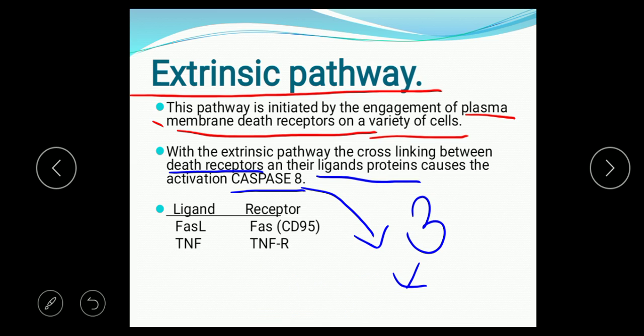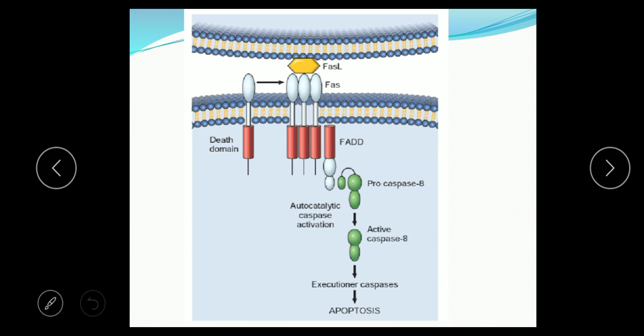Now guys, these are the ligands and they are the receptors. Ligands are the signal molecules, and for example FASL, TNF, they are the death ligands, and these are their corresponding receptors. Now let's discuss this big picture of the extrinsic pathway for more clarity.